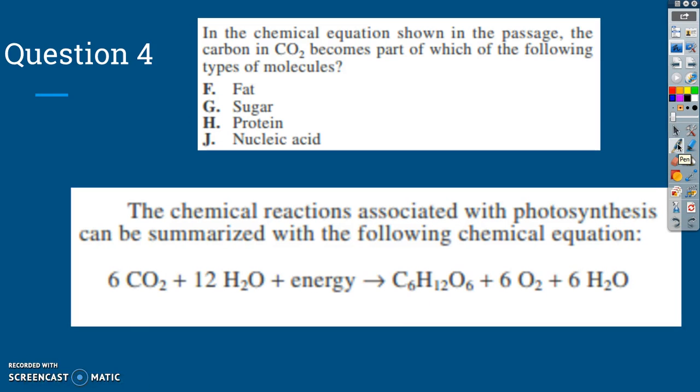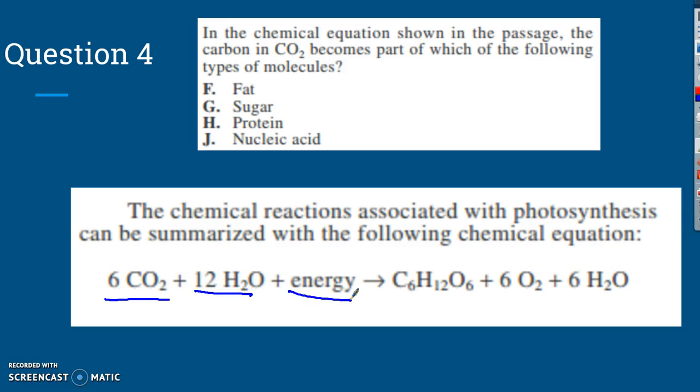Here's our chemical equation again. So we've got our carbon dioxide and our water, and energy from the sun gives us sugar and oxygen and more water. So in the chemical equation shown in the passage, the carbon in CO2 becomes part of which of the following types of molecules? Now, if you knew anything about plants, you can tell that, okay, here's the carbon in CO2. It's going to this molecule right here. That's where that carbon is going. You got 6 carbons, and now you have 6 carbons.